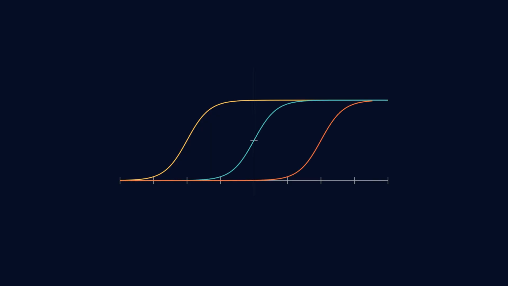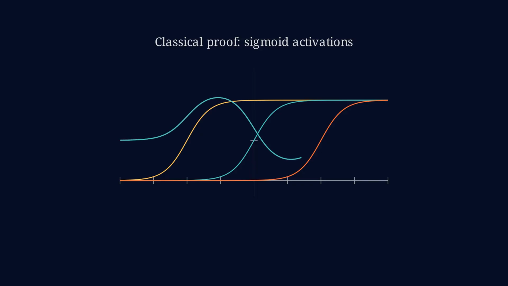A single neuron with a sigmoid activation is like a smooth step. It transitions gradually from 0 to 1. Stack multiple sigmoid neurons with different weights and biases, and you get a sum of smooth bumps. Each bump can be positioned and scaled. With enough bumps, you can approximate any continuous function. This is the classical proof of the Universal Approximation Theorem, using sigmoid activations.